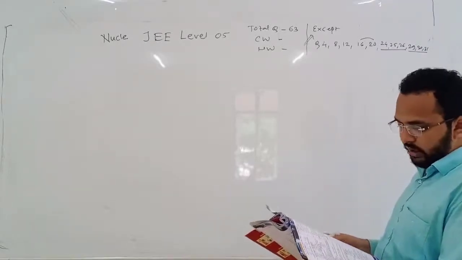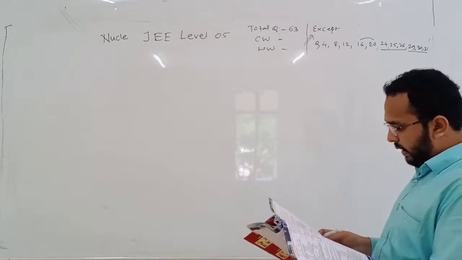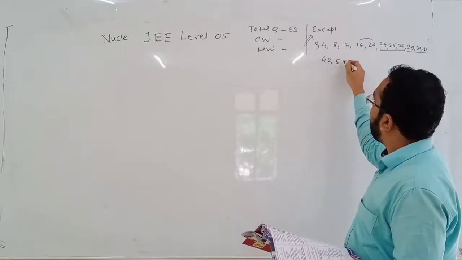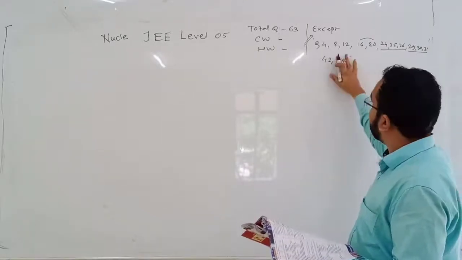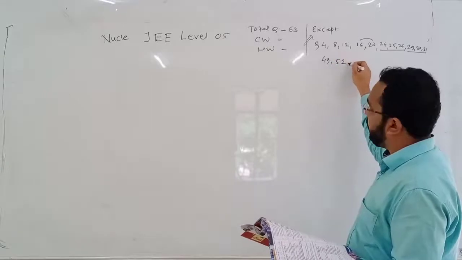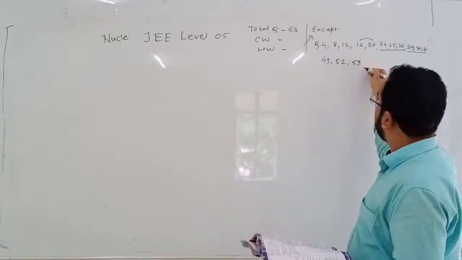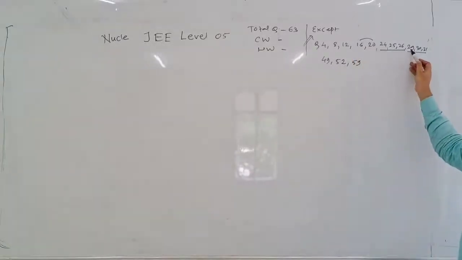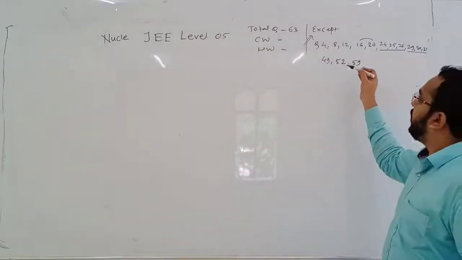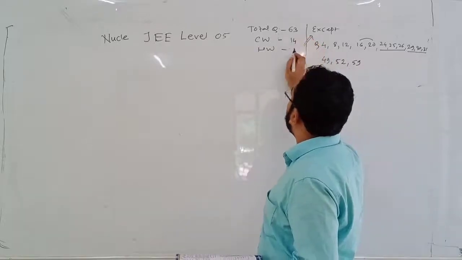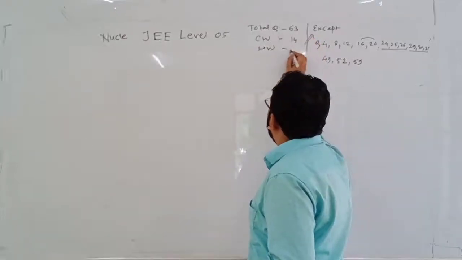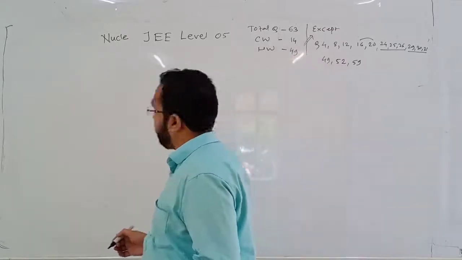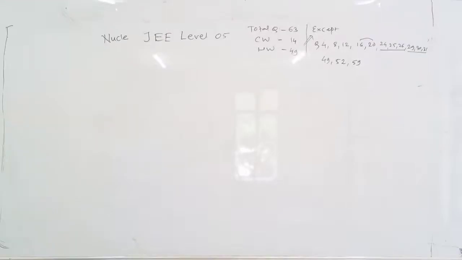After that, we will solve integer type questions: 49, 52 and 59. So 1, 2, 3, 4, 5, 6, 7, 8, 9, 10, 11, 12, 13, 14. So the remaining 49 questions you have to solve.